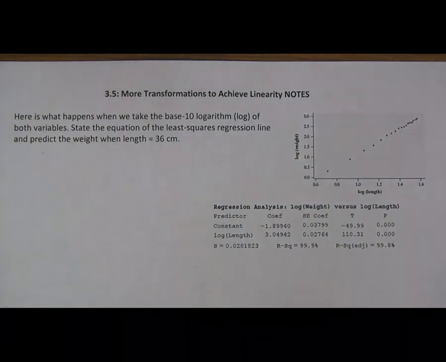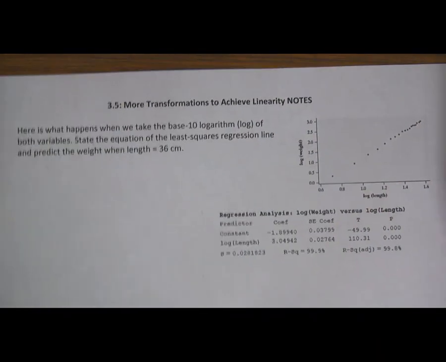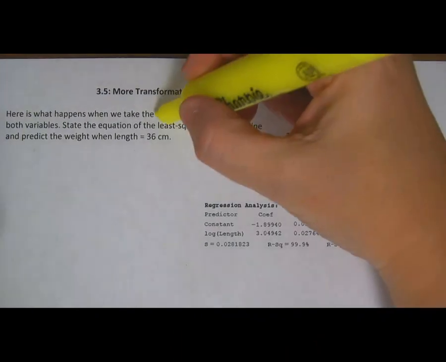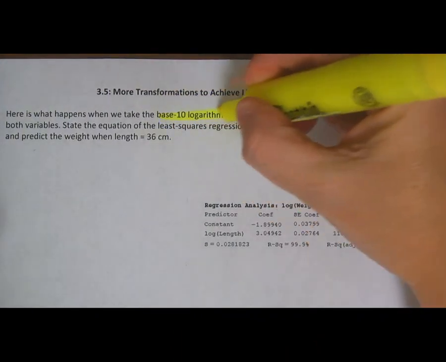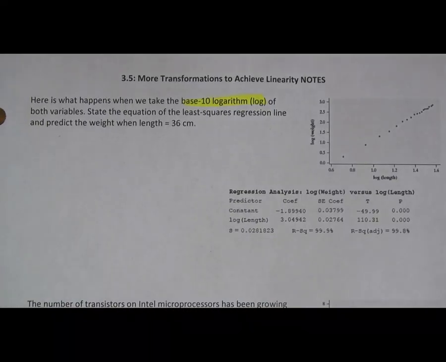And remember, you won't be having to make a decision to take a logarithm. It'll be stated for you that that's what was done. So it says, here's what happened when we take the base 10 logarithm. That's called common log. So if they call it common log, no, it's log base 10. Or if you just see the word log, it's log base 10.